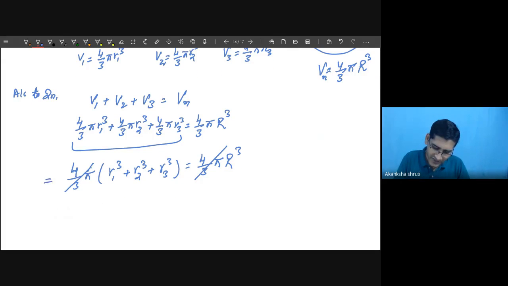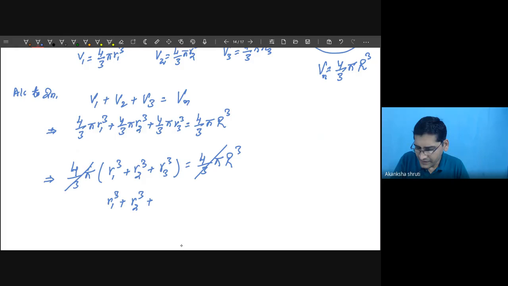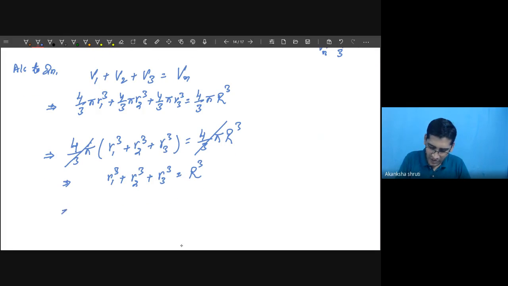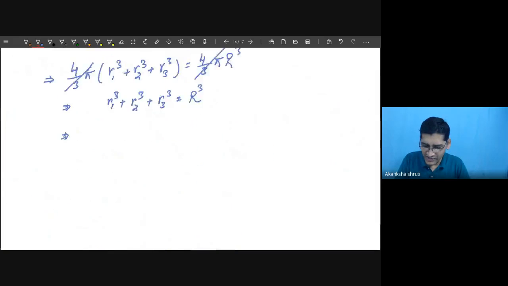So this simply implies that we can leave the pi and 4 by 3, meaning R1 cube plus R2 cube plus R3 cube is going to give us the new radius R cube. Now go for substituting, given as 6, 8 and 10.